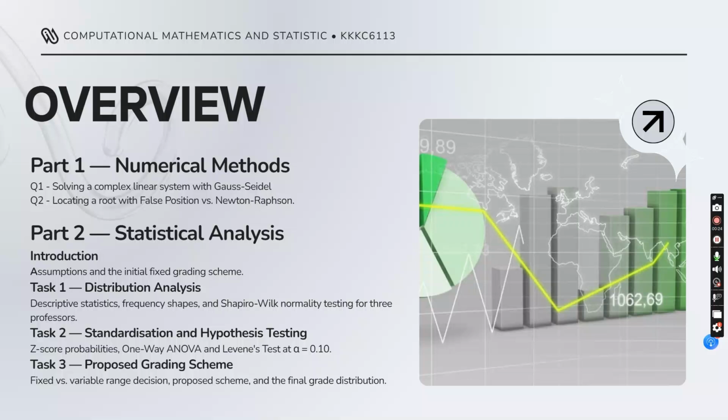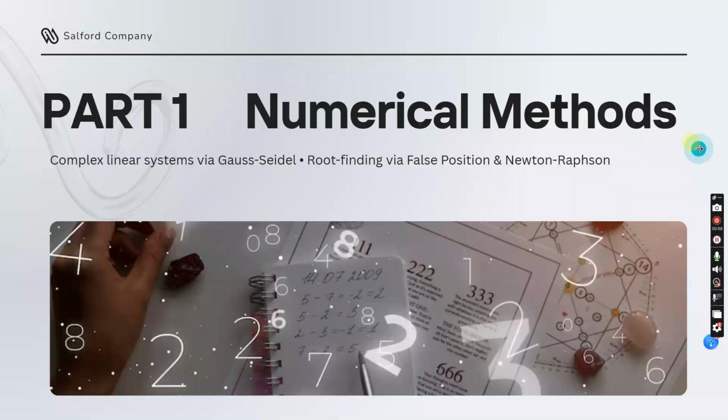The first question involves solving a system of complex linear equations using the Gauss-Seidel iterative method. The second question compares the false position method and the Newton-Raphson method for finding the root of a nonlinear equation. In part 2, I will analyze examination results for three professors using statistical techniques such as distribution analysis, standardization, ANOVA, and Levene tests. Finally, I will explain the proposed grading scheme based on the Z-score.